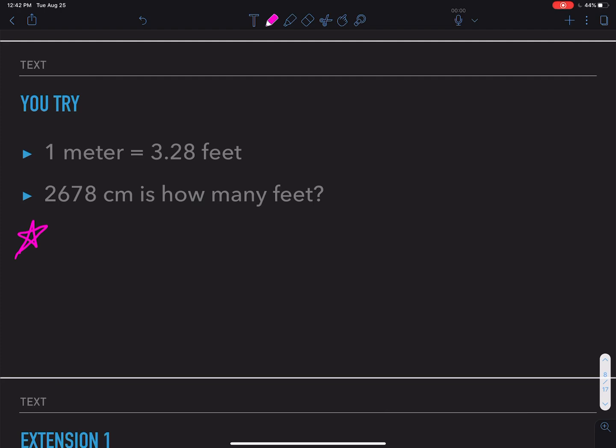Okay, now that you've had a chance to try it for yourself, let's work out the solution. So 2,678 centimeters over 1 is a placeholder. Now, what does the prefix centi actually mean? Well, how many years are in a century? 100. Exactly, they come from the same place. So there are 100 centimeters in 1 meter. So centimeters is on the top, so we'll put 100 centimeters on the bottom.